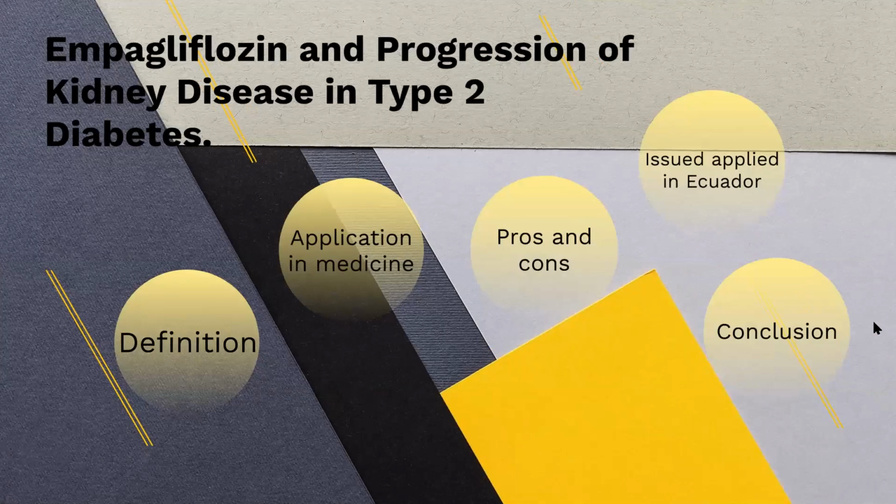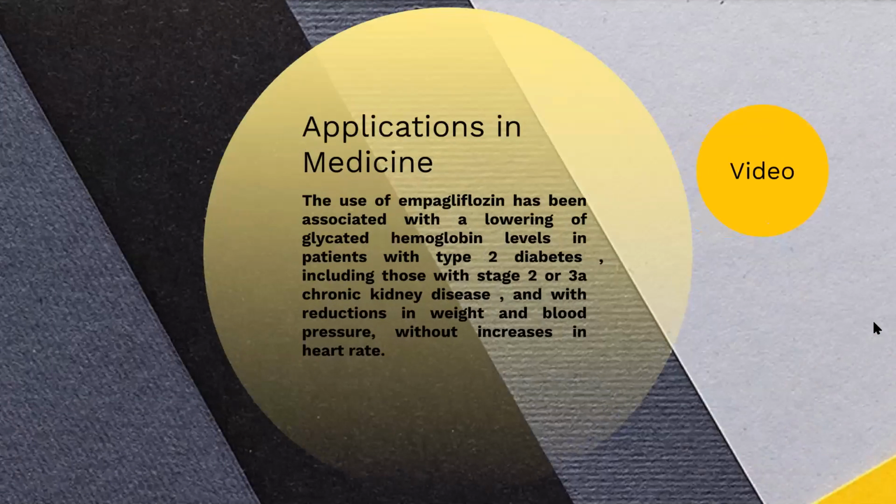Application in medicine. The use of empagliflozin has been associated with a lowering of glycated hemoglobin levels in patients with type 2 diabetes, including those with stage 2 or 3A chronic kidney disease, and with reduction in the weight and blood pressure without increases in heart rate.